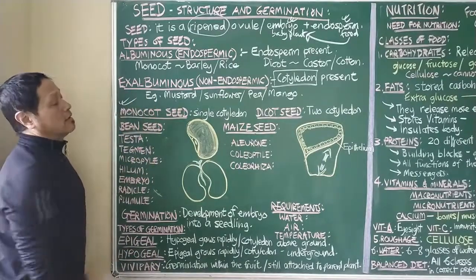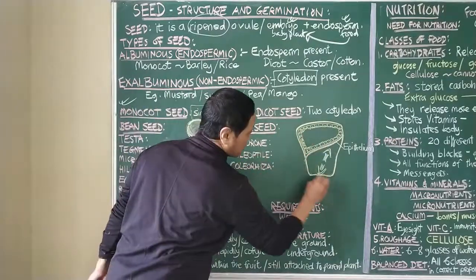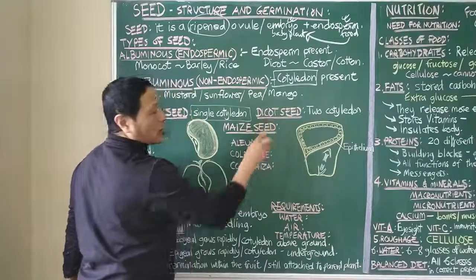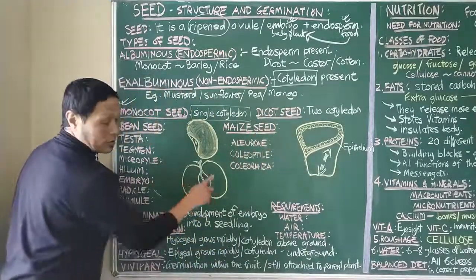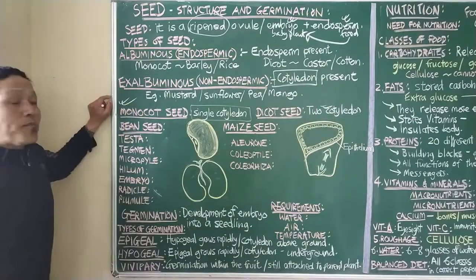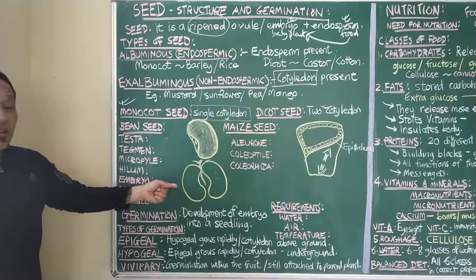Monocotyledonous seeds have a single cotyledon, like this. Okay, single part. Whereas the dicotyledonous seeds, or dicot seeds, have two parts, two cotyledons. So that's all that there is. Okay, we'll move on to an example of a dicotyledonous seed.